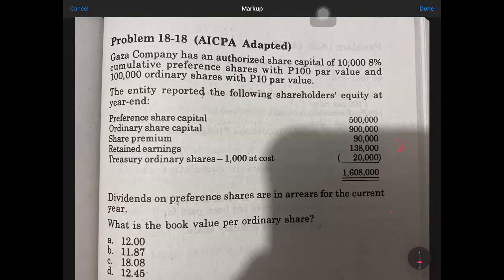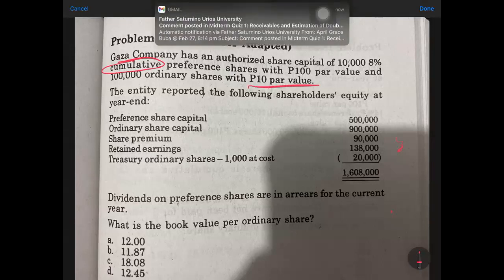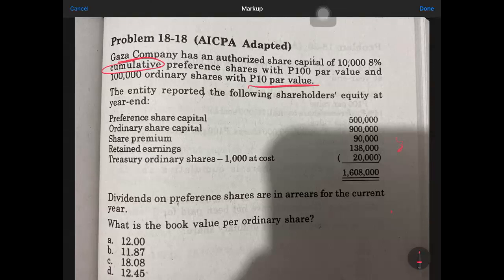Gaza company has authorized share capital of 10,000, 8% cumulative preference share with 100 par value and 100 ordinary shares with 10 par value. So the entity reported the following equity at year-end. So natay preference share capital, ordinary share capital, share premium, and your retained earnings. So atong excess over par ani, di ba kaning duha? So you have 90,000 plus 138,000. This is the unadjusted 228,000.